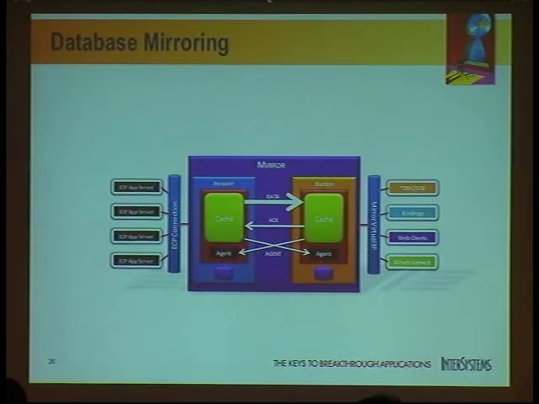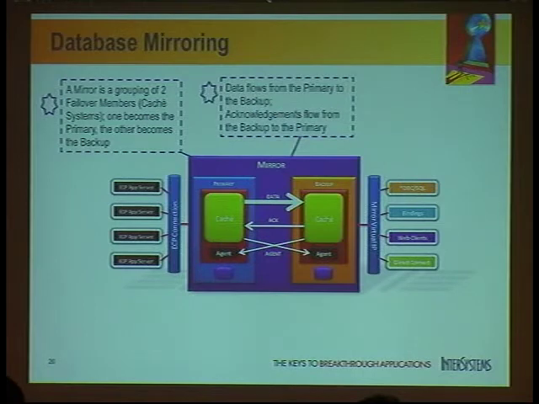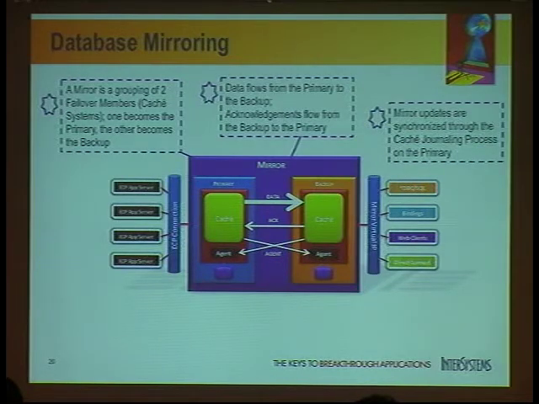At a high level, from an architectural standpoint, a mirror consists of 2 systems, 2 failover members. One of them becomes what's called the primary. The other one becomes the backup. And these roles can change. These roles are interchangeable. It's not that one system always is the primary and the other one's the backup. Data always goes from the primary to the backup, so in this case, from the left side to the right side. And acknowledgments for this data, acknowledgement receipts, go back in the reverse direction.